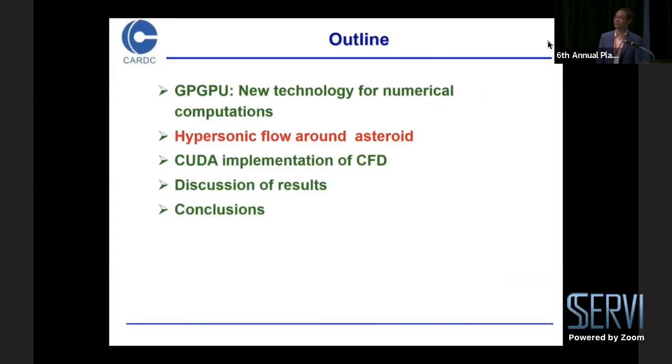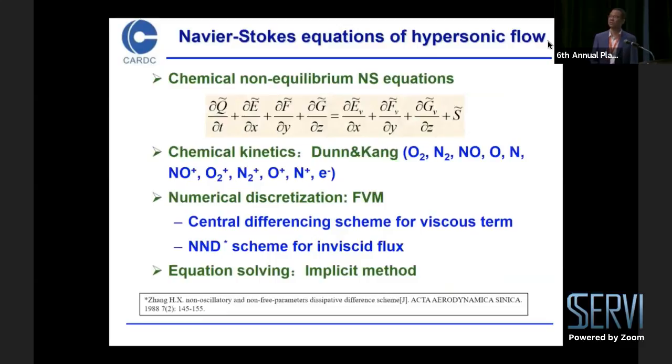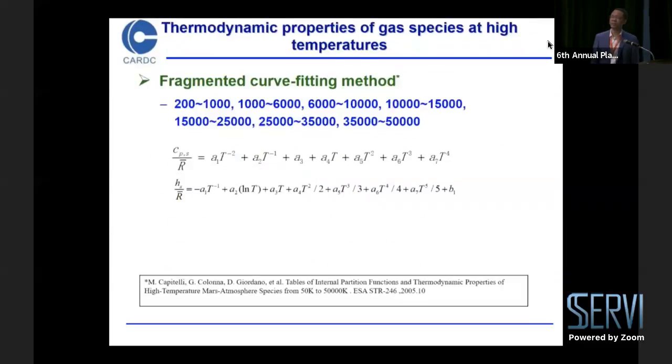The second part is a model of hypersonic flow around an asteroid. The governing equations of the gas dynamics we use are the chemical non-equilibrium Navier-Stokes equations, in conjunction with Dunn-Kang's chemical model. We solve the equations with the finite volume method, and we use an implicit method. We know the velocity of an asteroid entering the atmosphere of the Earth is very high, and a typical value is 20 kilometers per second.